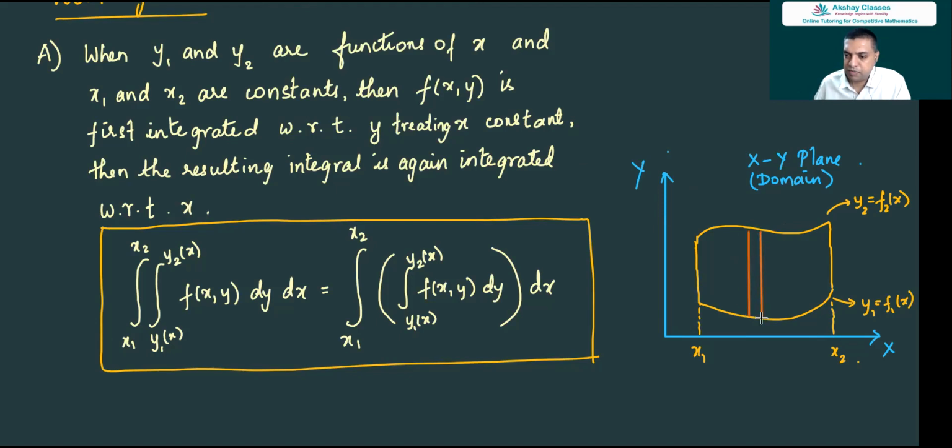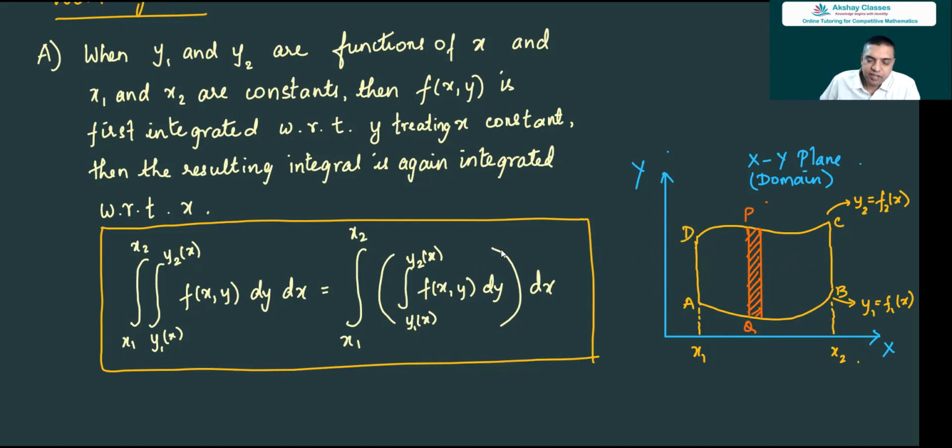Okay, a thick strip, doesn't matter. Actually, it's a very thin strip. So this is P, this is Q. And this region of integration is A, B, C, D.